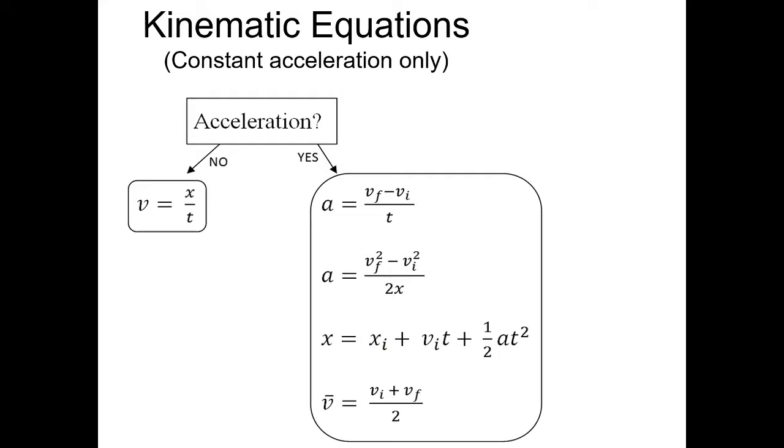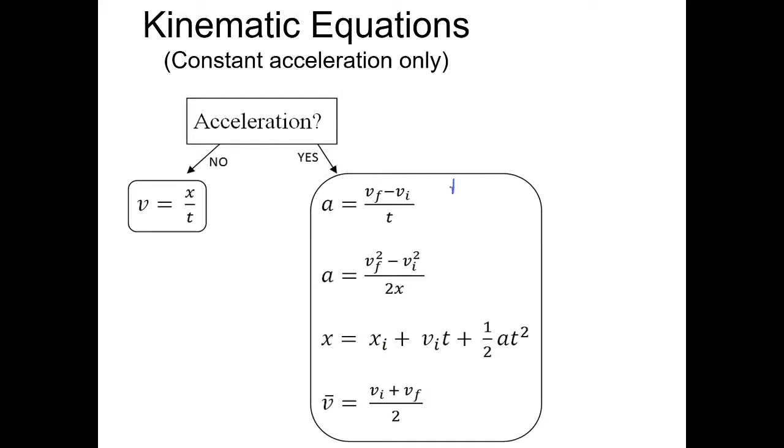So that might be like if you were on the highway with cruise control. Then you can get away with velocity as distance over time. But much of the time there is acceleration, so we're going to need these kinematic equations. And let's give them a name. Let's give each one a name, because sometimes that helps when referring to them.